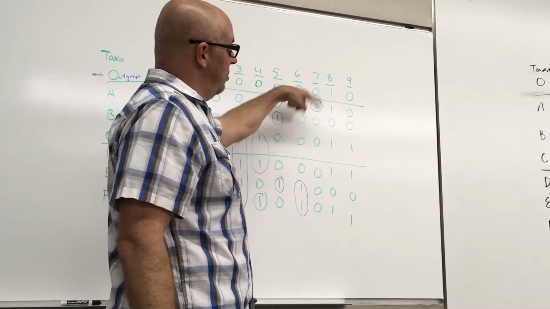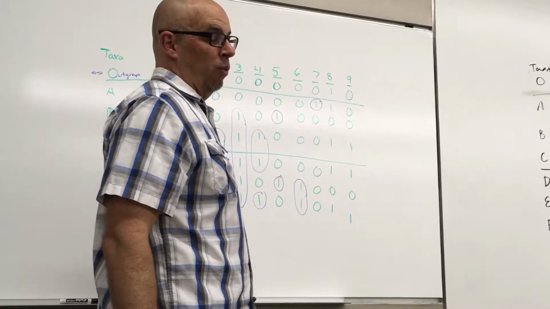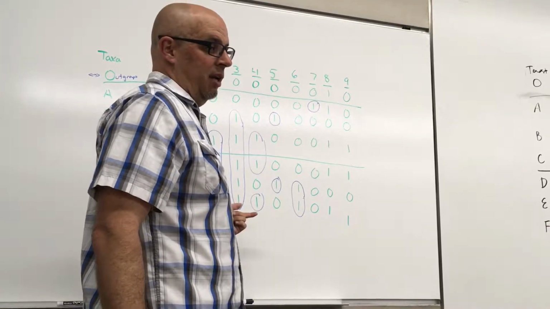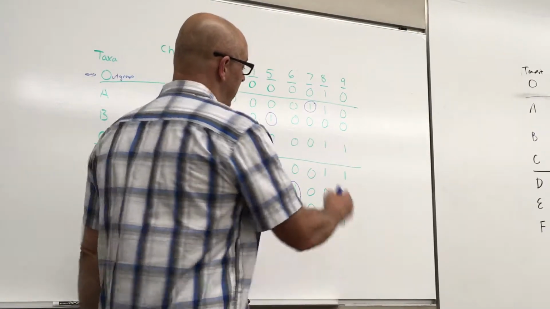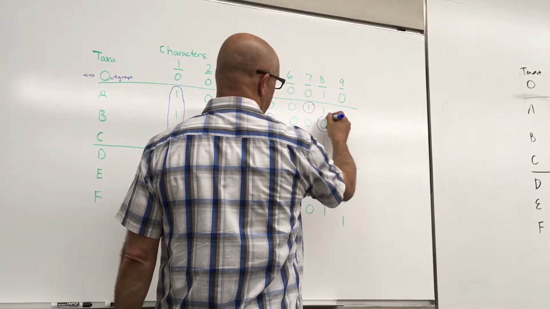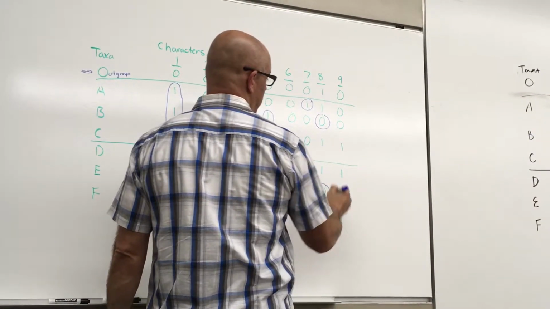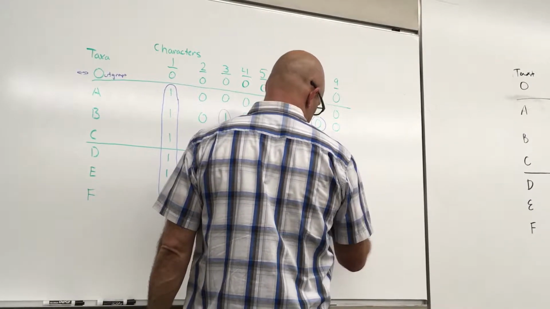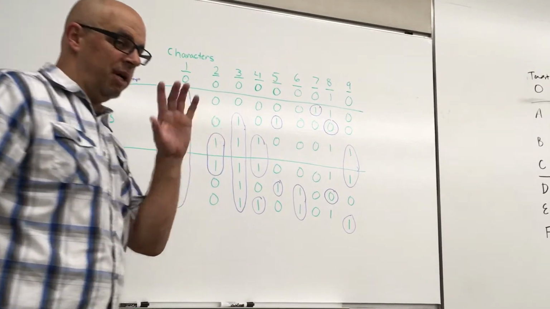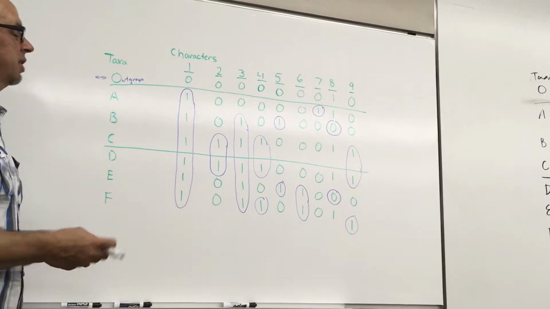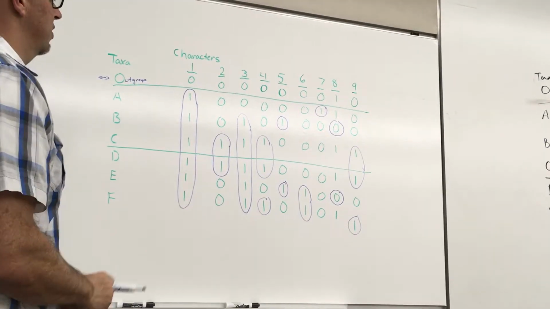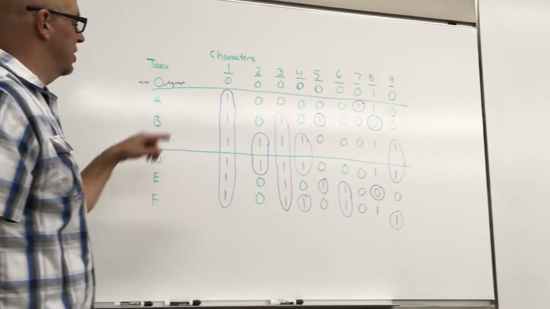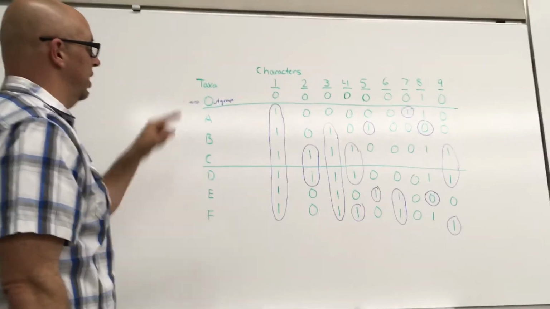Now in 8, what's happening here in 8? What's our ancestral character state? It's 1. Now it's 1, so now we have to look at whatever is different, right? So that one we circled the 0s, and this one we circled the 1s. Okay, so that's the first step: identify all those derived character states.